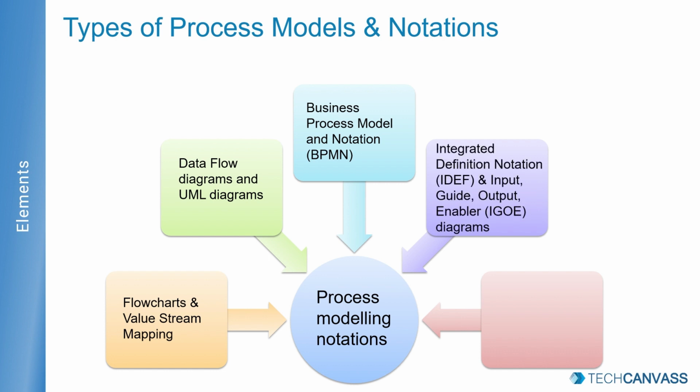Then comes the IDEF and IGOE diagrams. This is used for establishing the scope of work. These are more high level notations which can be used for mapping the processes. Then comes SIPOC and value stream analysis. This is used for process modeling for any kind of situations, but mostly in the industrial scenarios. Let's look at some of the types of these process models.